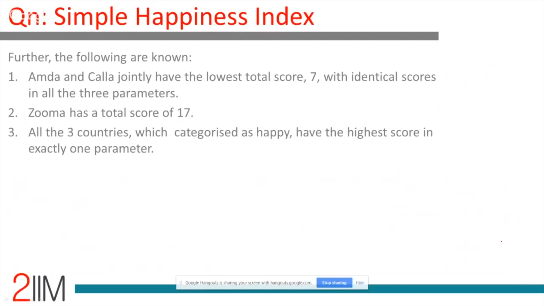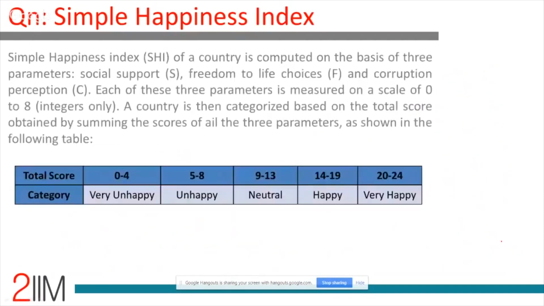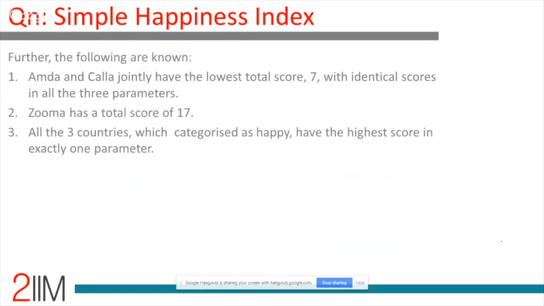Fabulous. Fabulous. I love this question. Because the 3 countries that have been categorized as happy, which is a score of 14 to 17, if I'm not mistaken, 14 to 19, each of them have the highest score in exactly one parameter. One has scored high in S, one in F, one in C. Zuma, who has a score of 70, is one of those three. So Zuma has also got a score of 70 by scoring the maximum in one of S, F, or C.